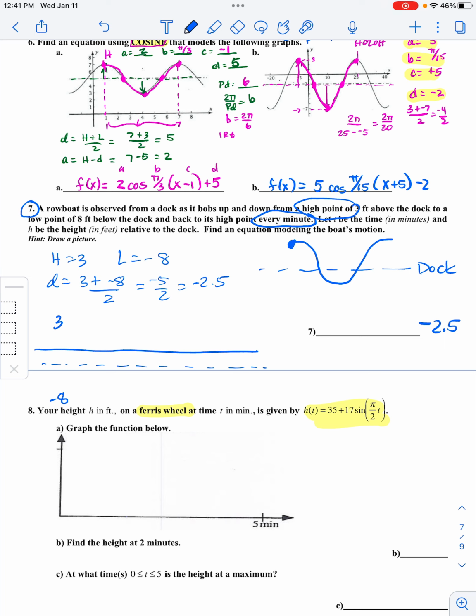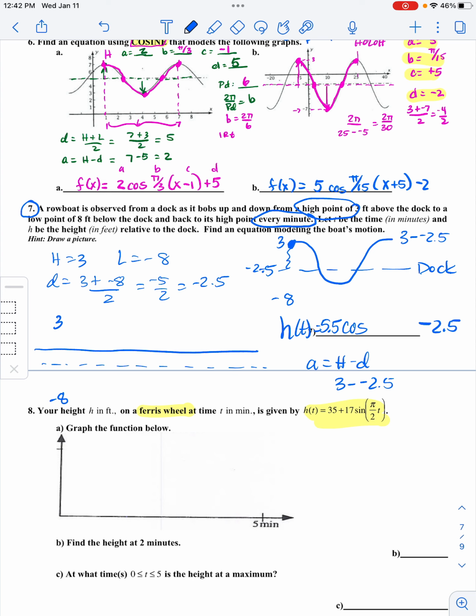Since it starts high, we're going to be using a cosine graph. If that makes sense. And so the height in terms of time is going to be that. Once we know that this is at negative 2.5 and it goes up to 3 and it goes down to negative 8, not drawn to scale, you can find the space between that. Remember, we do high minus that midline. So that's actually going to turn into a 5.5 for an A value, because A is always going to be that high minus the D value. So 3 minus negative 2.5.